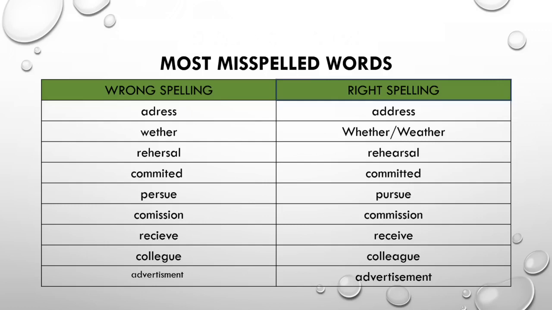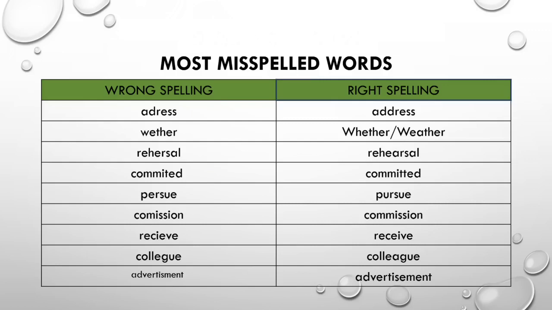Then another word is commission. The correct spelling is COMMISSION, and it is wrongly spelled as COMISSION. Then you have the word receive, which I think I already mentioned. Then you have the word colleague. Colleague, the word is COLLEAGUE.